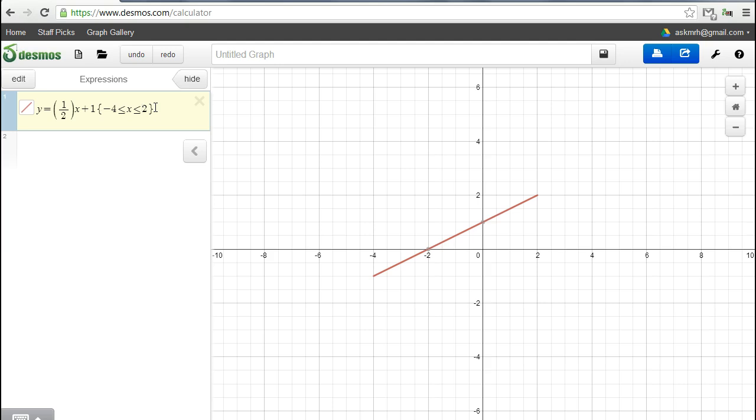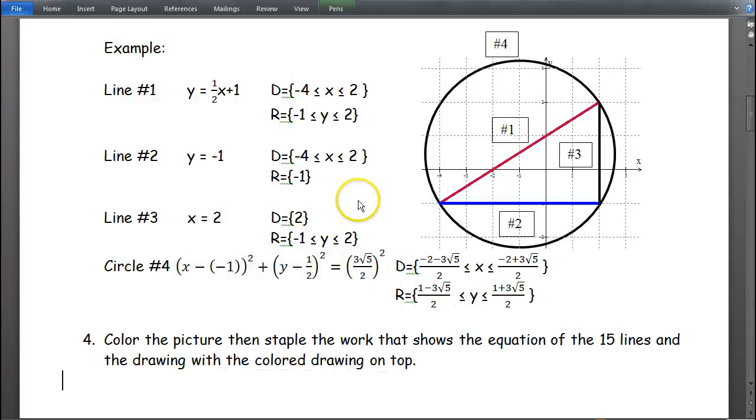So for regular lines, you could either do domain or range. I suggest you use domain. Does that make sense? Look at my x. Look at all the points. It only goes from negative 4 to 2, right? All the x coordinates. Okay? So let's look at the next line.